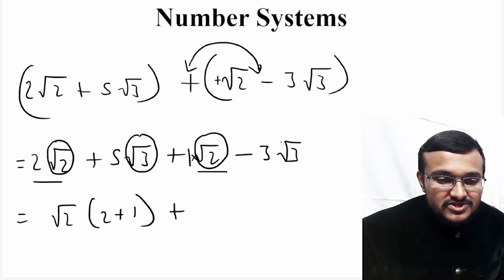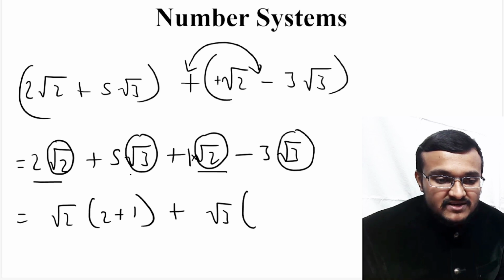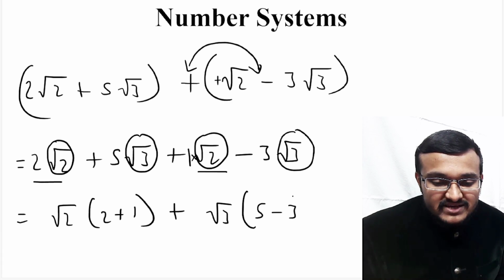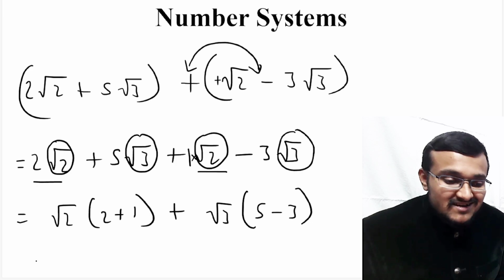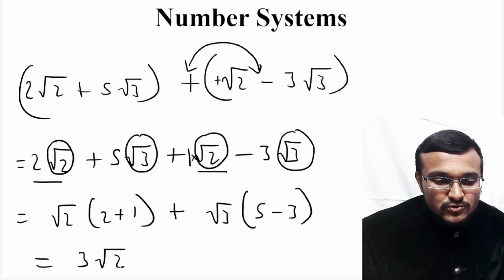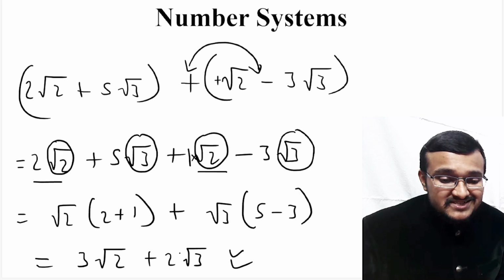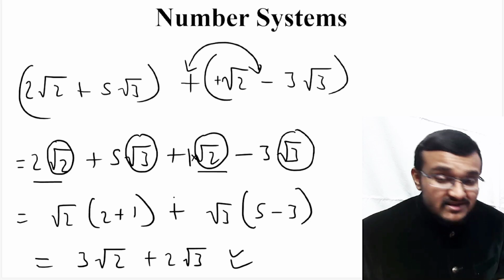Plus here also root 3 and root 3 are common. So root 3 you can take outside, and 5 minus 3 will be there inside the bracket. So 5 minus 3 is 2. 2 plus 1 is 3. So that means 3 root 2 plus 2 root 3. So this is the simplified form of this particular addition.